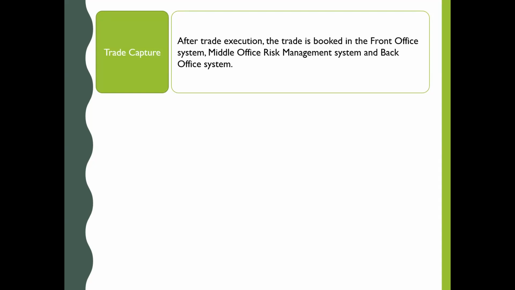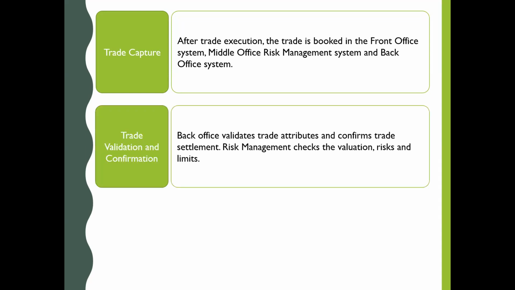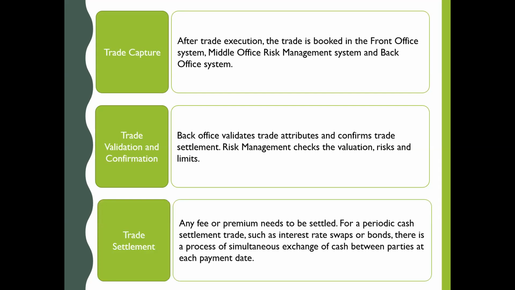Trade validation and confirmation. Back office validates trade attributes and confirms trade settlement. Risk management checks the valuation, risks, and limits. Trade settlement. Any fee or premium needs to be settled. For a periodic cash settlement trade, such as interest rate swaps or bonds, there is a process of simultaneous exchange of cash between parties at each payment date.